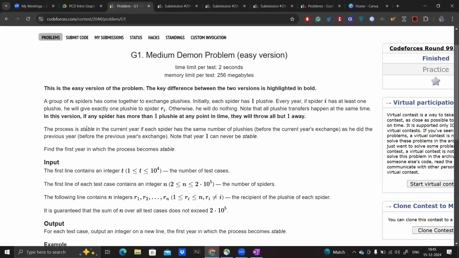The process is stable in the current year if each spider has the same number of plushies as he did the previous year. Note that year one can never be stable. So find the first year in which the process becomes stable.